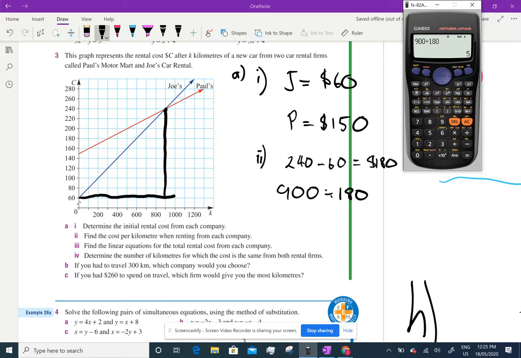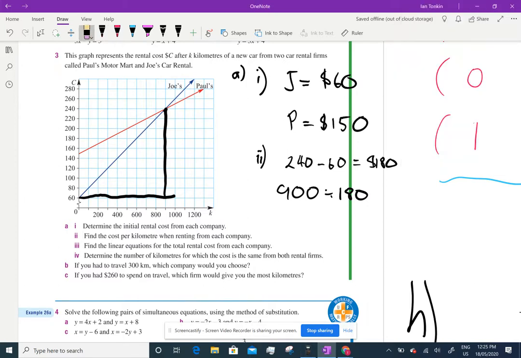Find the cost per kilometre. Oh, so I've got to do the other way around. So 180 divided by 900. 20 cents. So I should have done that the other way around because I've got the cost. So 180 divided by 900 equals 0.2, so 20 cents.